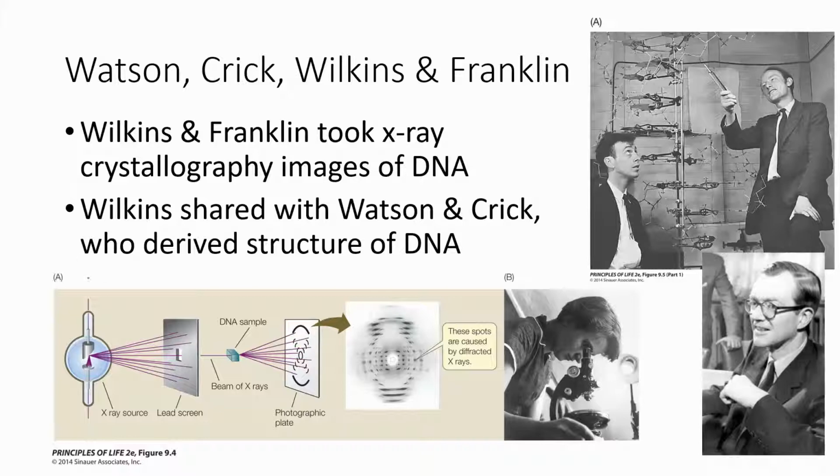So what they do is they have a source of X-rays that is then shined onto a crystallized sample of whatever molecule you're looking at. So it doesn't just have to be DNA. And then they have a plate which records which areas have X-rays reached, because the X-rays were diffracted or bent by going through this crystalline structure of a molecule.